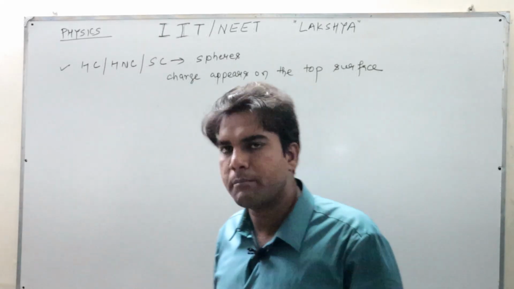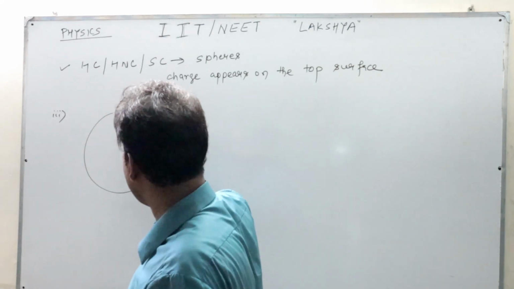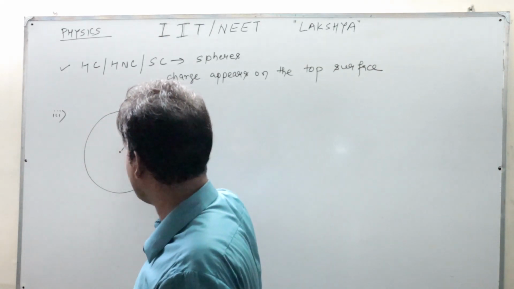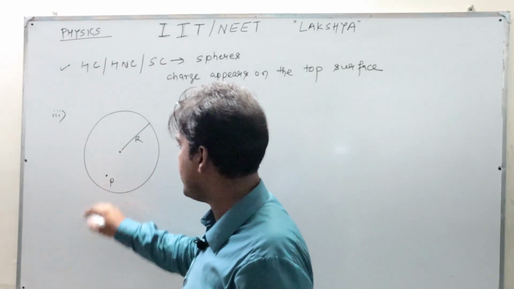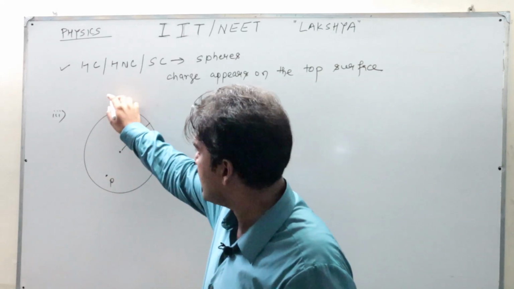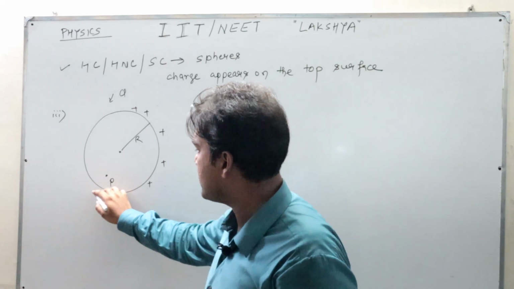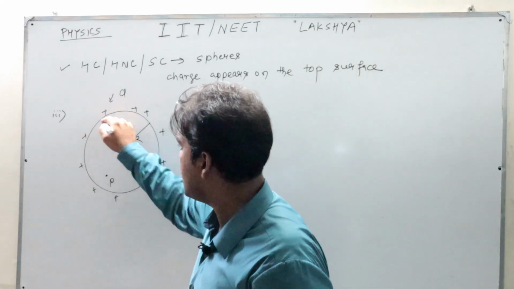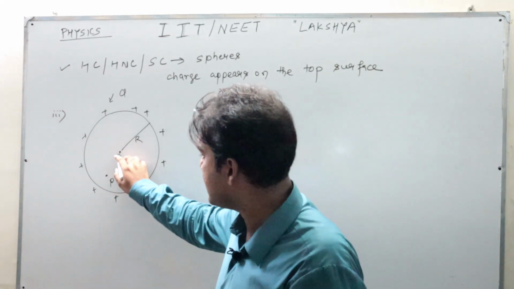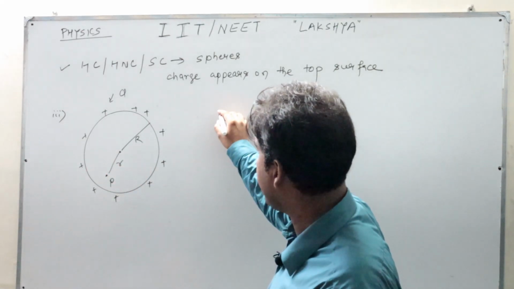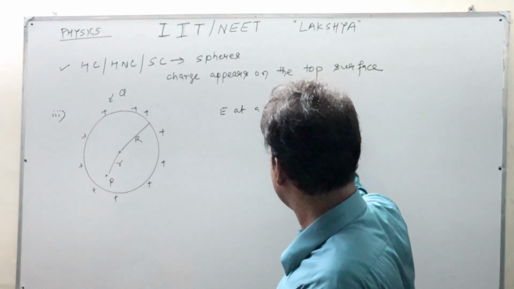Okay, so let us see case number 3. This is a sphere of radius R, and we need to find the electric field at a point P inside. Now when we give a charge q to this sphere, the charge q gets distributed on the entire surface of the sphere. And we need to find the electric field at a point P inside. So let us say that this distance is r. So this time we are finding E at a point P inside the sphere.